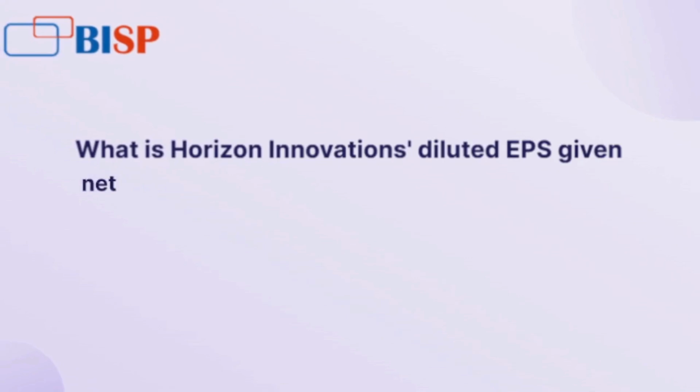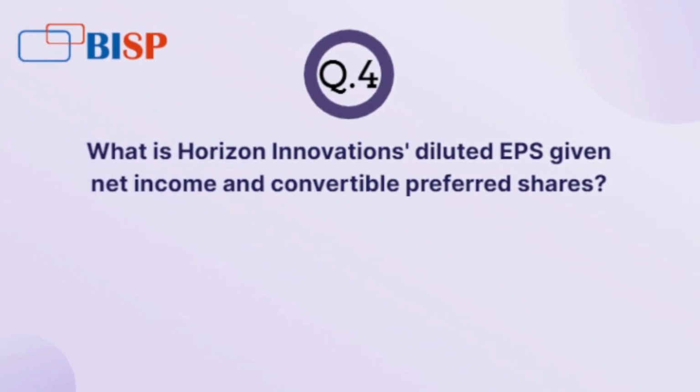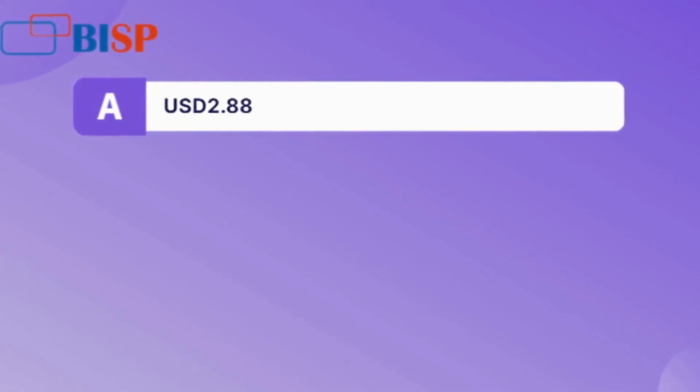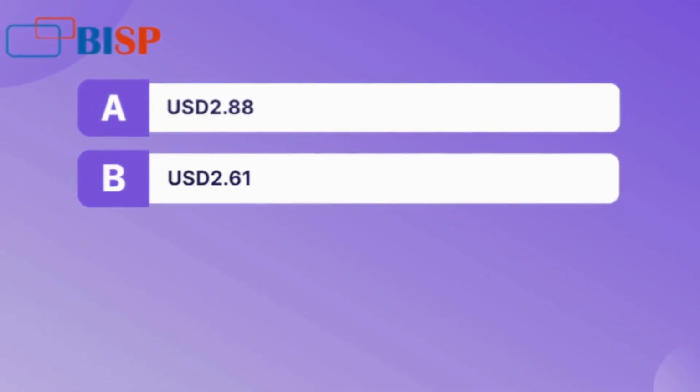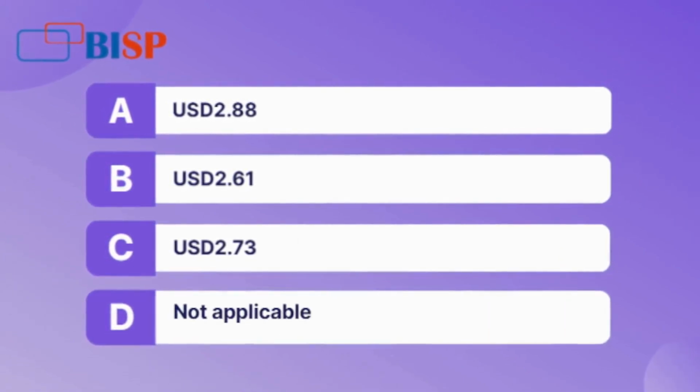What is Horizon Innovation's diluted EPS given net income and convertible preferred shares? A. $2.88. B. $2.61. C. $2.73. D. Not applicable.